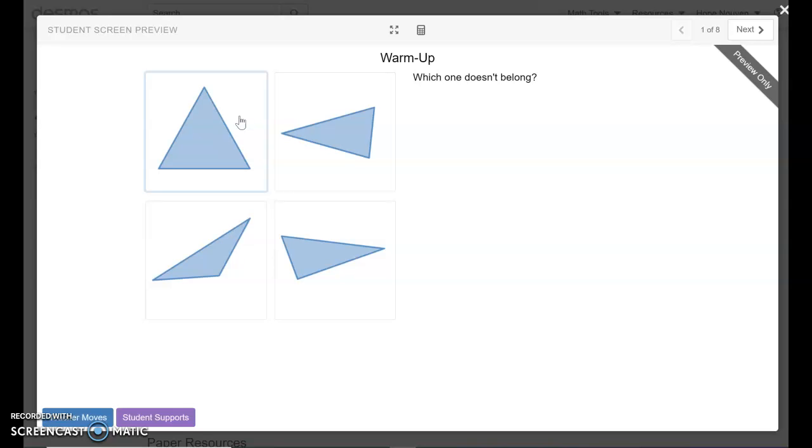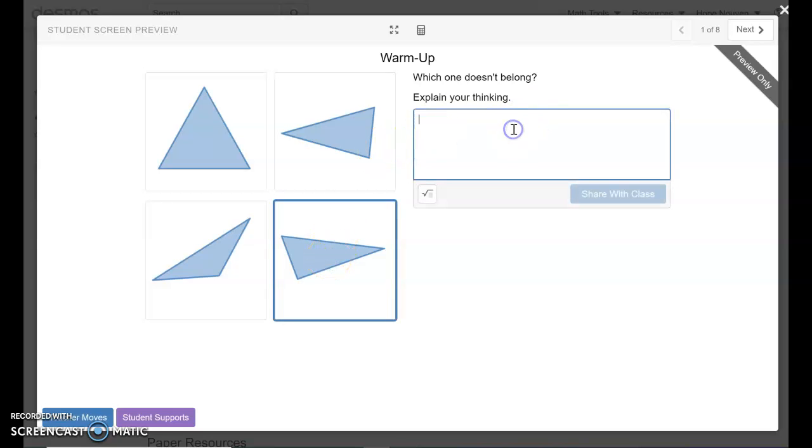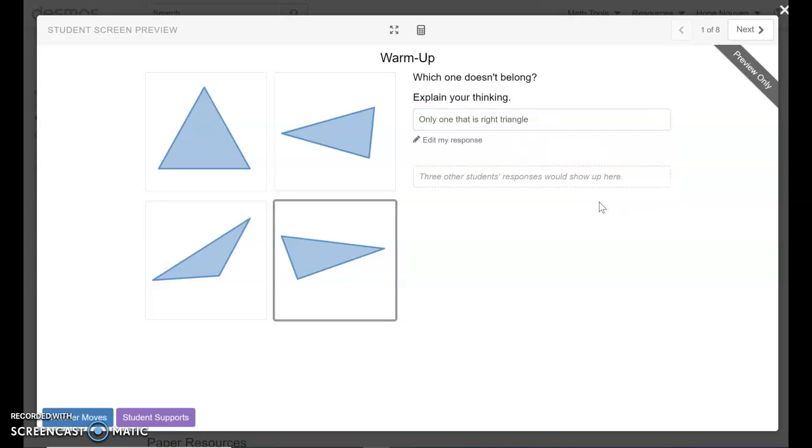So as a warm-up, we start and we say, okay class, we just got done talking about this. Can someone tell me which triangle does not belong? As they look, they can see which triangles belong and which ones do not. So if I was a student, I would say, this one is the only one that's a right triangle. So I would pick that one and explain my thinking. Only one that is a right triangle. Share my thinking. Other students can share their thinking.